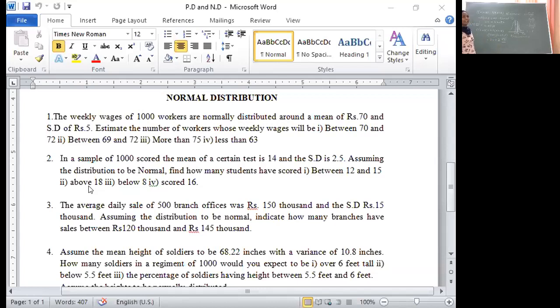Third bit, try it out, below 8. Tell me the answer. Because one problem already we did. Okay, below 8, try it out, students. If you are unable to get, then I will answer. Try it out, everybody.